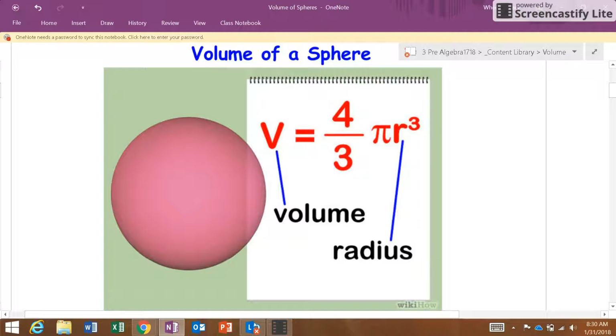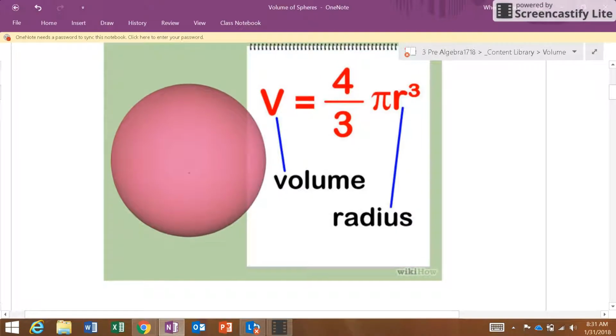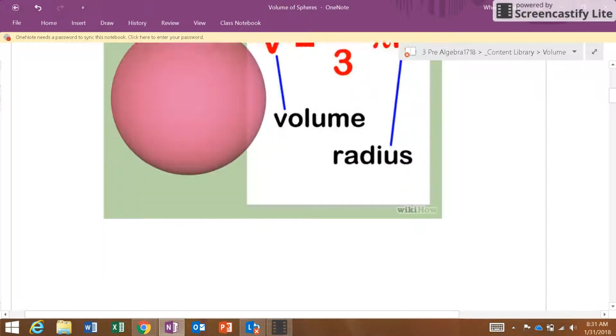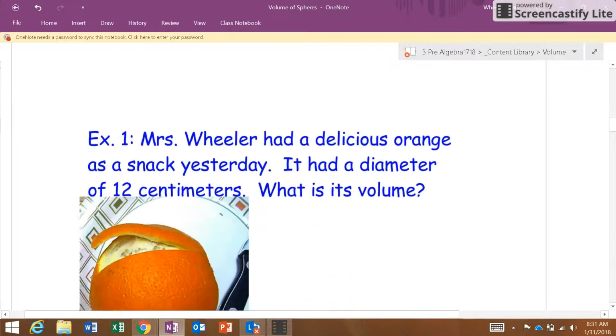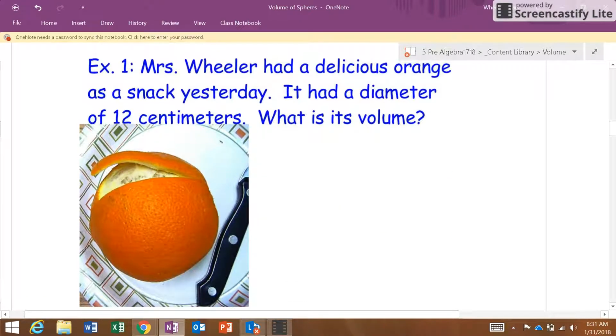All right, we're going to look at volume of a sphere. You already know the formula from a previous video. Remember that 4/3 is because that sphere is bigger than the cone and the cylinder that have the same radius, and the height in this case is the radius on top of itself. So let's try a couple of examples.